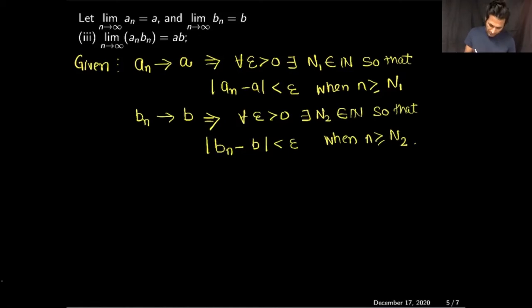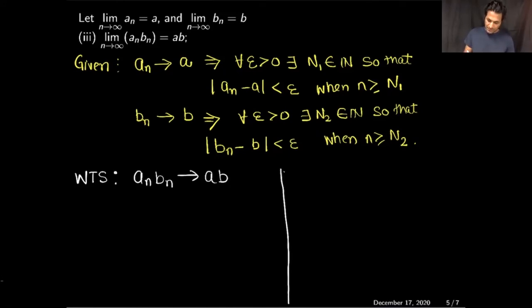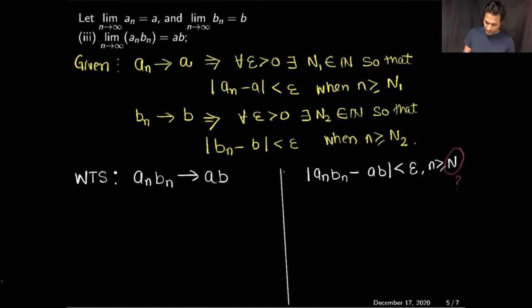Now I will write down what I want to show. I want to show that an bn converges to ab. I want to show that the sequence an bn converges to ab. And again, I'm going to start doing some scratch work. What I need to show is an bn minus ab is less than epsilon when n is bigger than capital N. So I need to find this capital N so that this inequality holds.